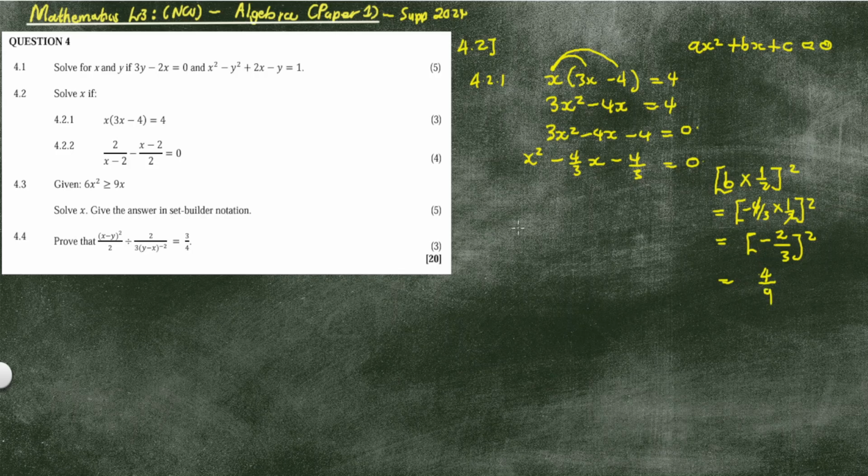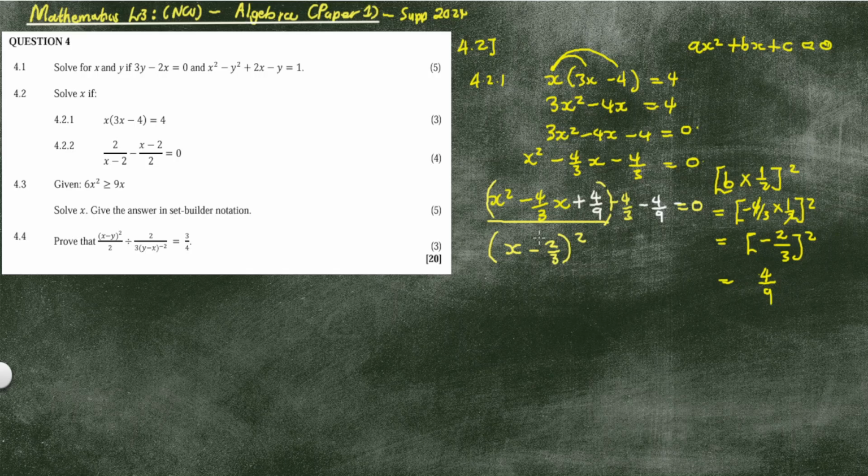Then we proceed over here: x² plus 4/9 minus 4/3 minus 4/9 equals 0. Then we take the first three terms and factorize that. We're going to have a perfect square as our factors, so it's going to be (x − 2/3)².